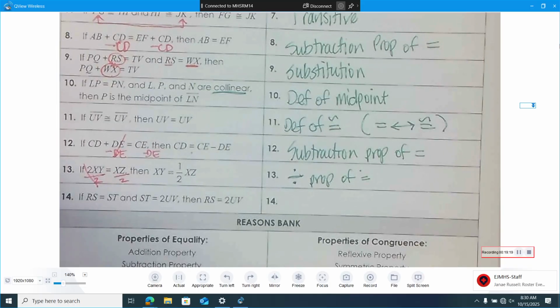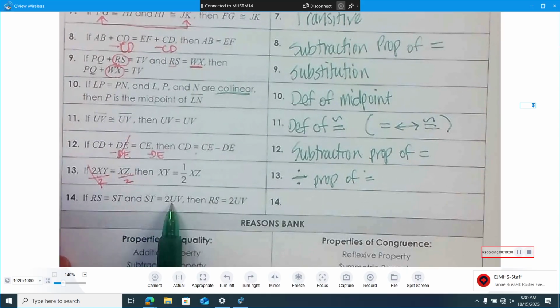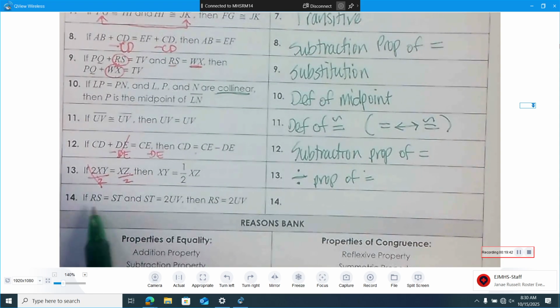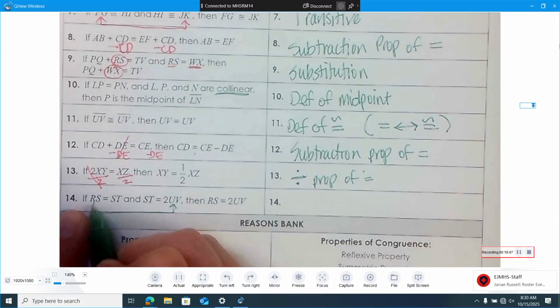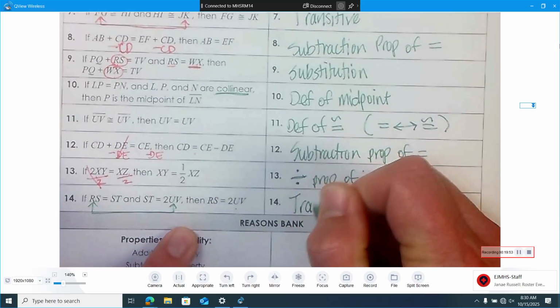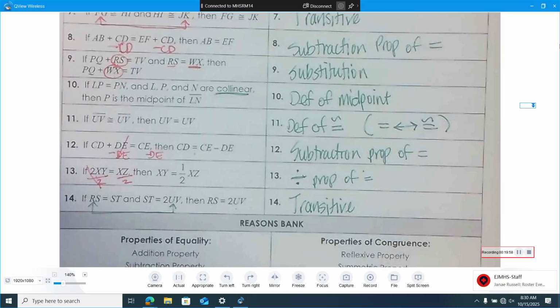What about 14? Transitive. I'll go with transitive. Again, we're sort of creating a chain link here. RS is equal to ST, and ST is equal to 2UV. Now, is substitution wrong? It is not, because it is exactly the same thing. That's why transitive works, because of the substitution property. But yes, either really would work here, but I would go with transitive. We have short and sweet statements, got this little chain link going on. So then we have RS is equal to the ending thing. We got the beginning and we got the end. I would say transitive. But substitution is also not incorrect.